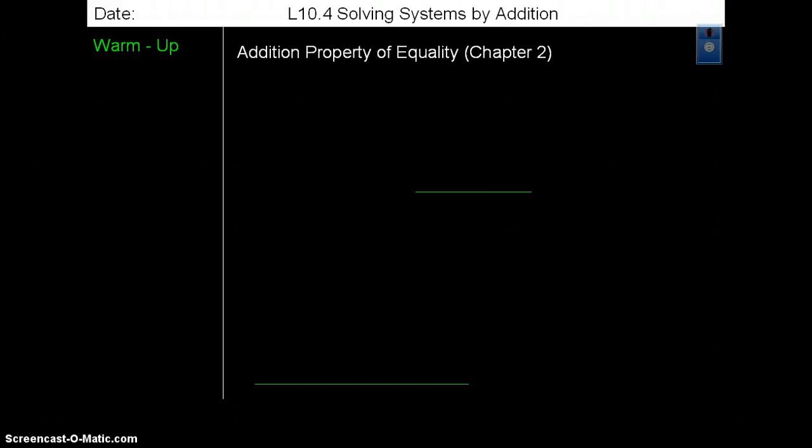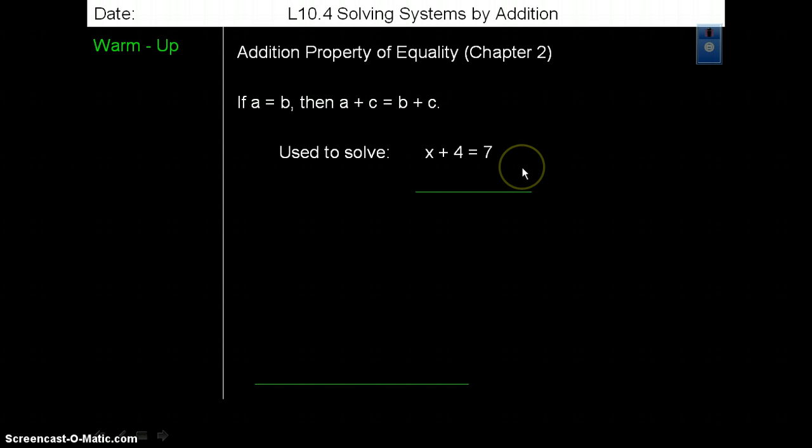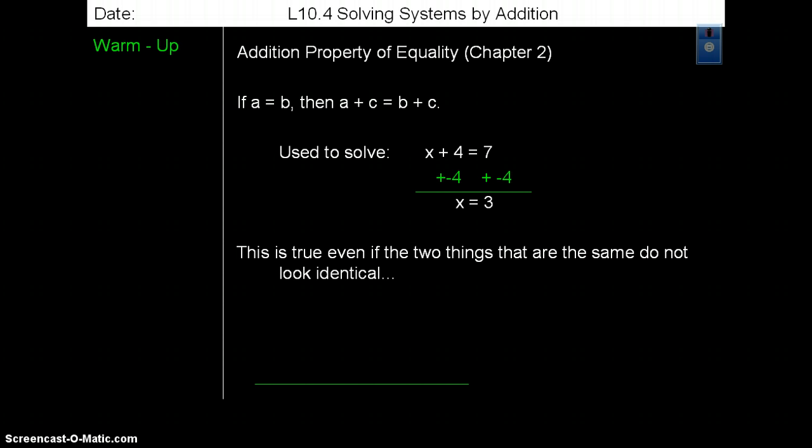Just as a reminder of our warm-up, the addition property of equality, which we talked about in Chapter 2, says if A equals B, then A plus C equals B plus C. Essentially, if two things are equal, they're still equal if the same thing is added to both sides. It's used to solve things like x plus 4 equals 7. If I add negative 4 to both sides, they're still equal, and the result gives us x equals 3. This is true even if the two things that are added, that are the same, don't look identical.